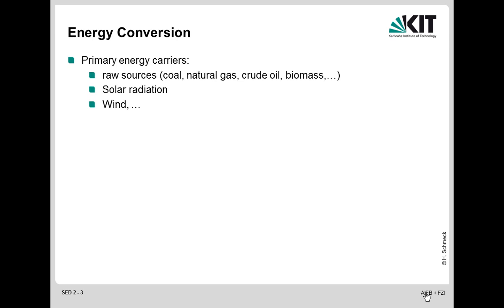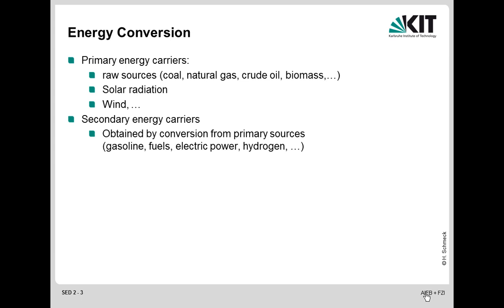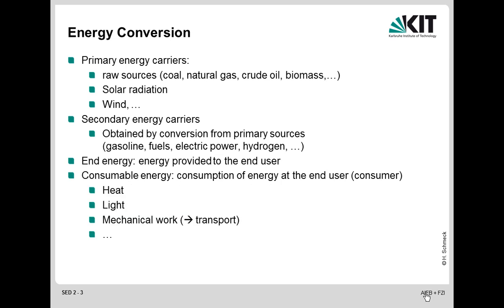So the energy system has to do with energy conversion. We have certain primary energy carriers, raw sources: coal, natural gas, oil, biomass, and so on. We have solar radiation, we have wind, and we can try to transform energy from primary energy carriers into secondary energy carriers. Secondary energy carriers are, for example, gasoline, fuels, electric power, hydrogen, and then we have the end energy, the energy provided to the end user. The end energy, for example, is consumable energy: heat, light, mechanical work. That's the energy we actually consume when we are driving, when we are living in a room, having lights on. So this is this energy conversion.